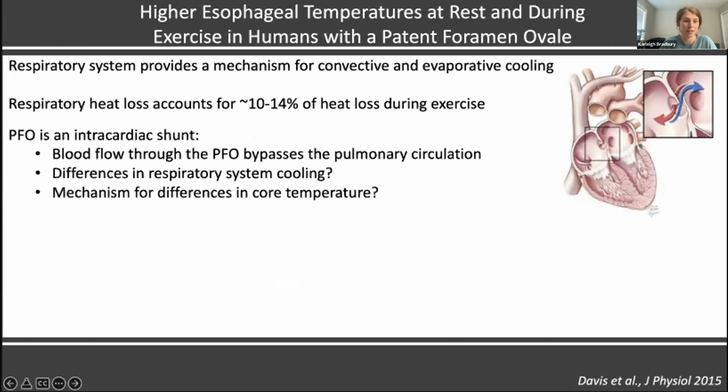We also know that the PFO is an intracardiac shunt. So blood that's flowing through the PFO is going to bypass the pulmonary circulation. There may be differences in respiratory system cooling between PFO positive and PFO negative subjects, and that may be a mechanism for the differences in core temperatures that we're seeing.